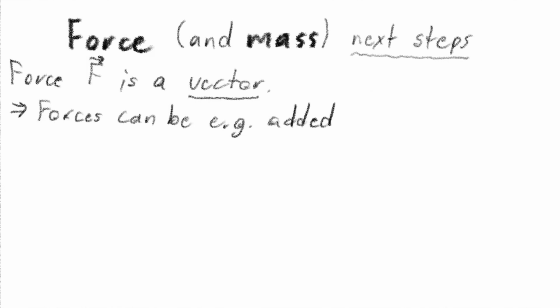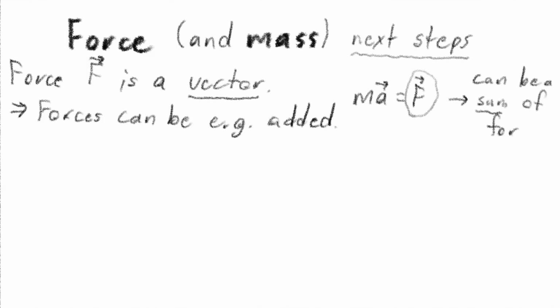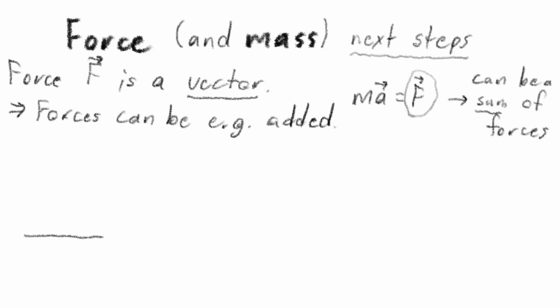So, when we see an equation like mass times acceleration, which is a scalar quantity, mass times a vector, acceleration, and say that this is equal to the force, remember that the resulting force can be a sum of forces, or a difference. A question we'll try to answer in this video is, if a block of mass m is sitting on a table at rest, with what force is the table pushing up on the block?